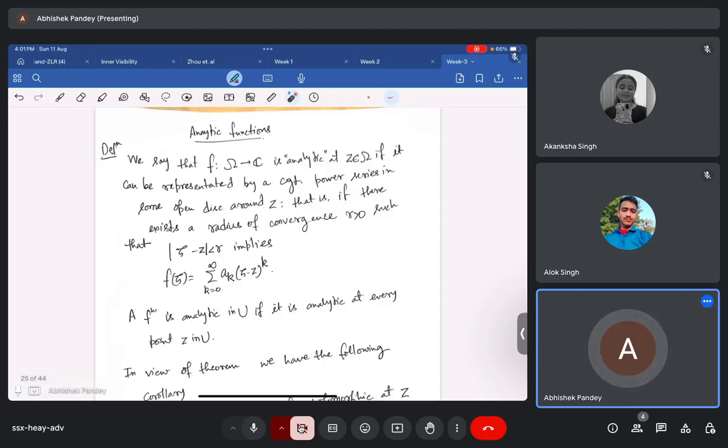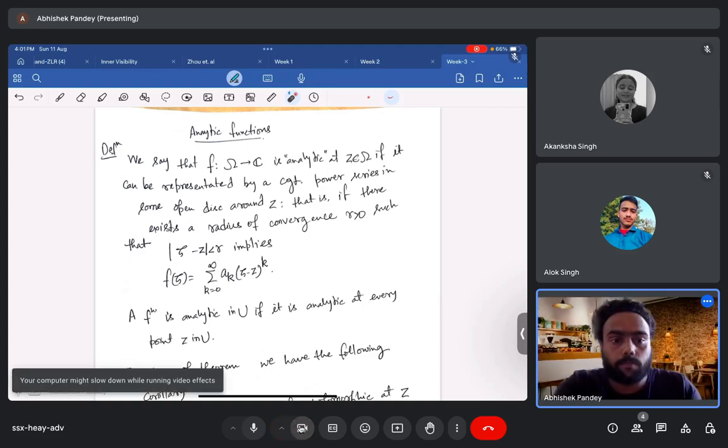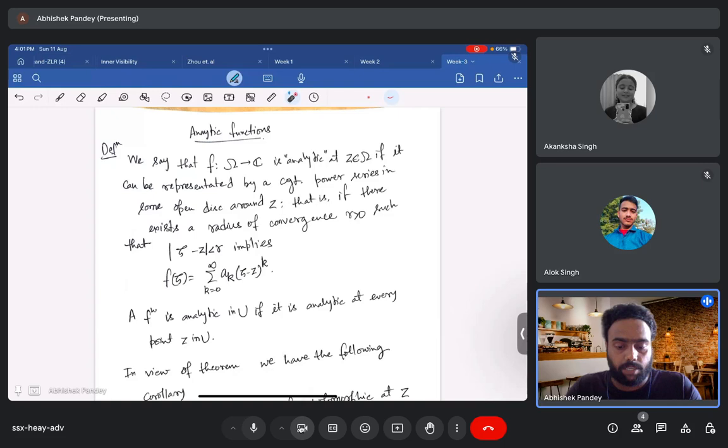What do you mean by an analytic function? We say that f from omega to C is analytic at z naught belonging to omega if it can be represented by a convergent power series expansion in some neighborhood of z naught. That means f of z can be written as this one.